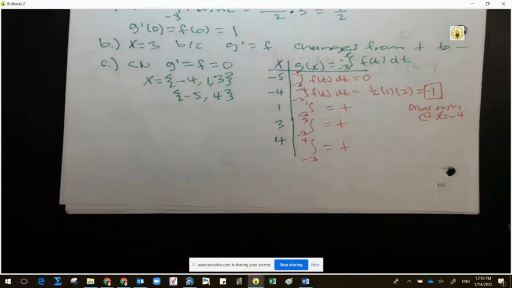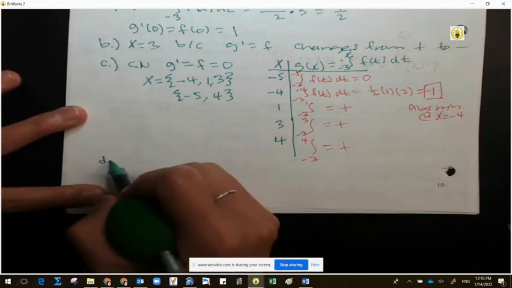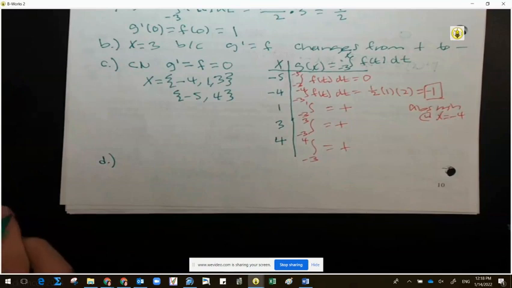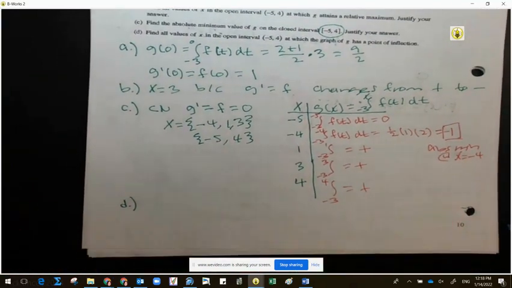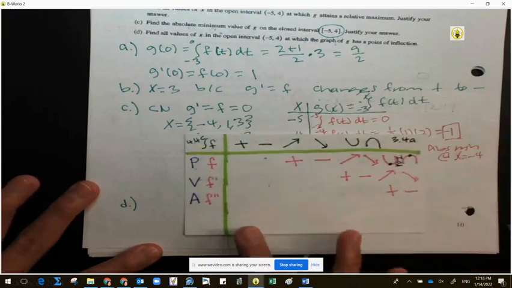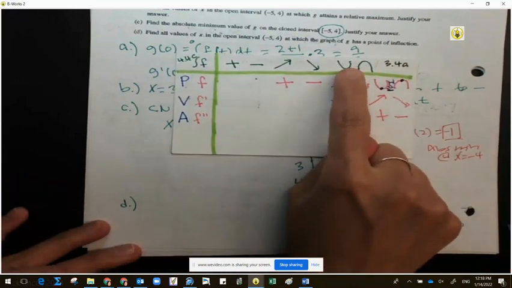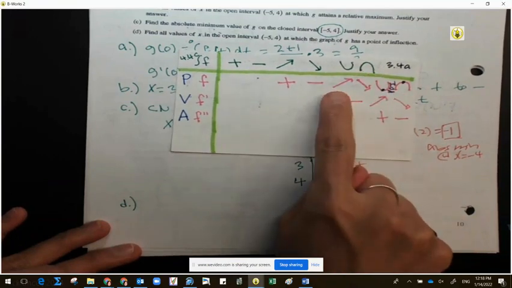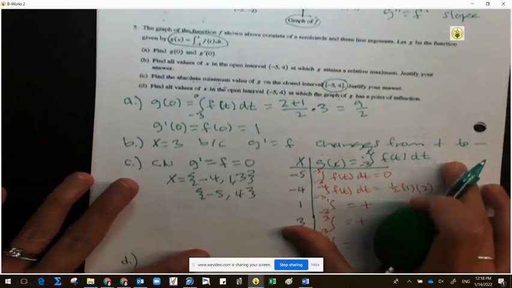So let's move on to our last piece. Chloe, let's read part D. Part D. Find all values of x in the open interval of -5, 4, at which the graph of g has a point of inflection. So point of inflection. So Sam, this is going to answer that question. Okay? So here's my point of inflection. It happens when the graph is going up and down or down and up. Basically, when it's changing directions.